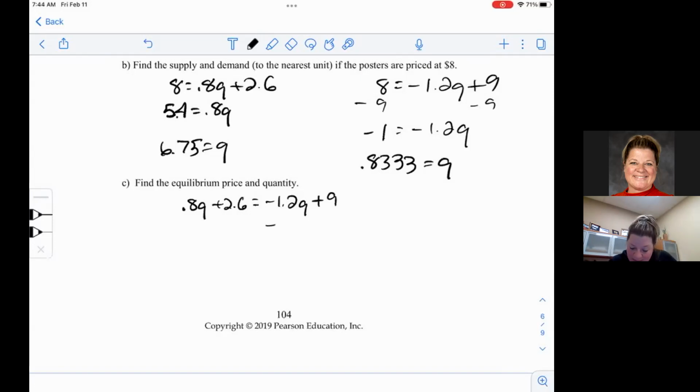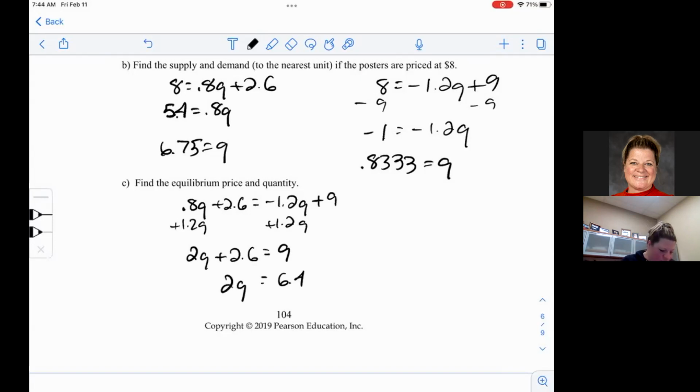So I'm going to add the 1.2Q over. Okay, so 0.8 plus 1.2Q is 2Qs, plus the 2.6 equals 9, minus the 2.6 over. So 9 minus 2.6 is 6.4. And then divide that by 2. And I got Q is equal to 3.2.